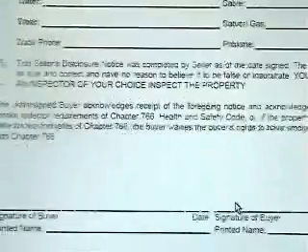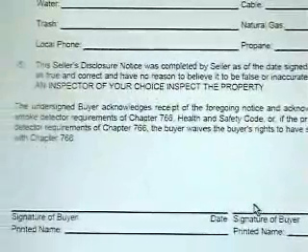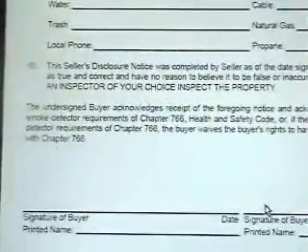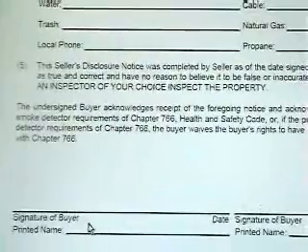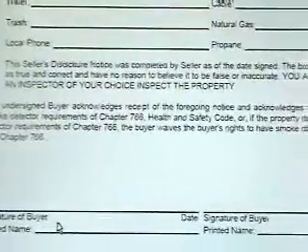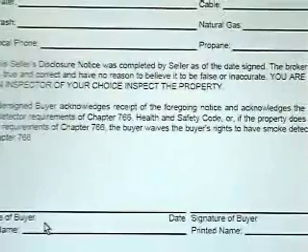notice. At the bottom, once the buyer receives your seller disclosure on your property and they're ready to move forward with the contract, they will go ahead and sign the bottom of page 5 and date it as well on the seller disclosure notice.